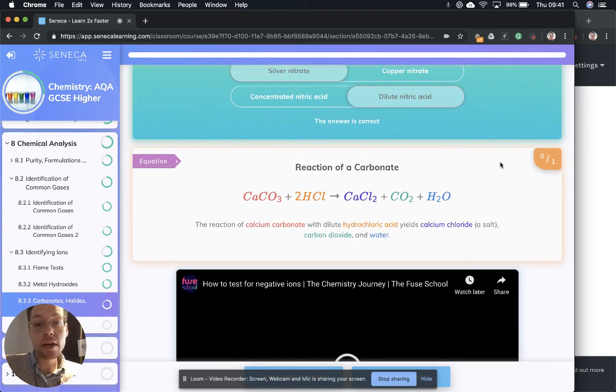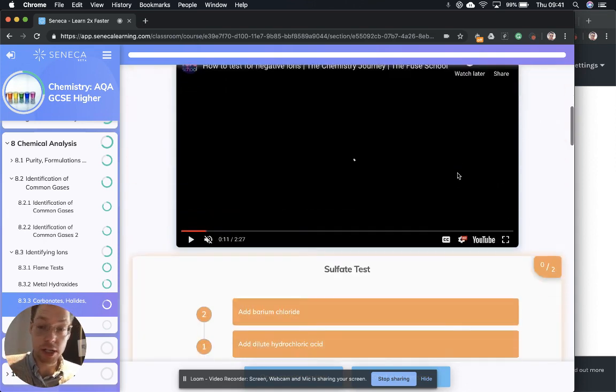Now, do you remember the products of a reaction of a carbonate? So if we had something like calcium carbonate and we reacted it with hydrochloric acid, what would we produce? Remember, it's three products for a carbonate. It's a salt. So in this case, it's going to be calcium chloride, which will be CaCl2, because remember, calcium has a 2+ charge and Cl has a -1 charge. What are the two other products? We're going to make carbon dioxide, CO2, and we're going to make water, H2O.